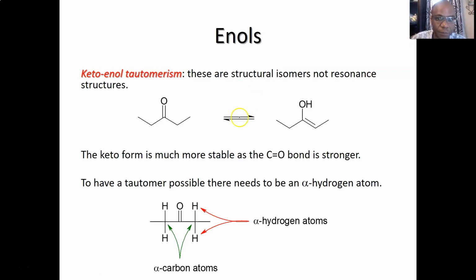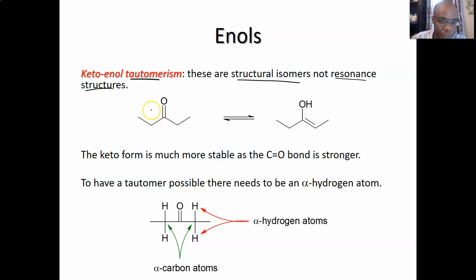Okay, now I mentioned tautomerism in an earlier chapter. I think that was in alcohols when we talked about phenols. So let me describe it here. These are structural isomers. They are not resonance structures. They are structural isomers. You're moving bonds and elements on the structure.